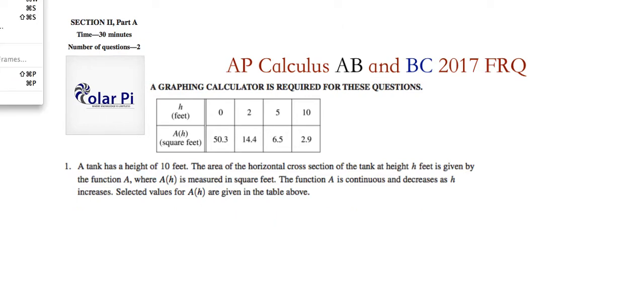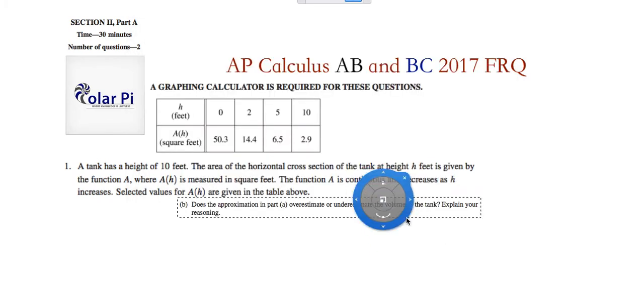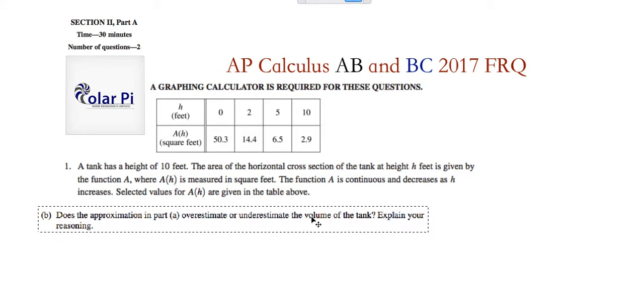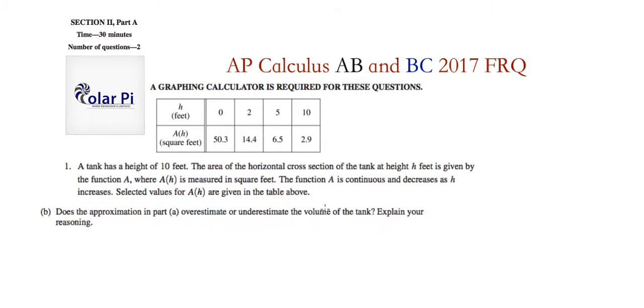Alright, let's move on to part B. What does part B say? Let's see. I believe it's this one, even though it's labeled D. See? I know my stuff. Anyway, it says: does the approximation in part A overestimate or underestimate the volume of the tank? Explain your reasoning.